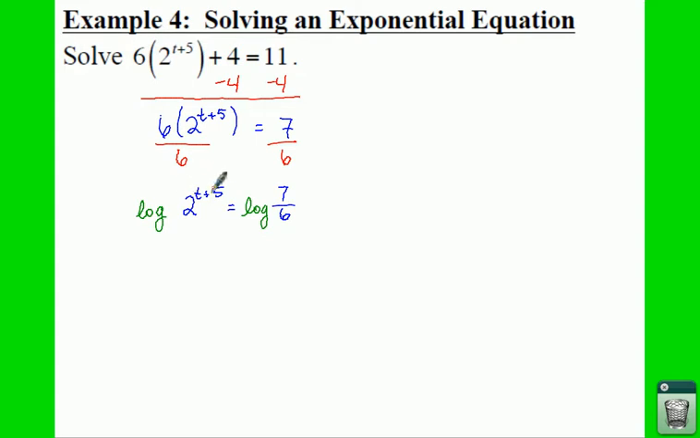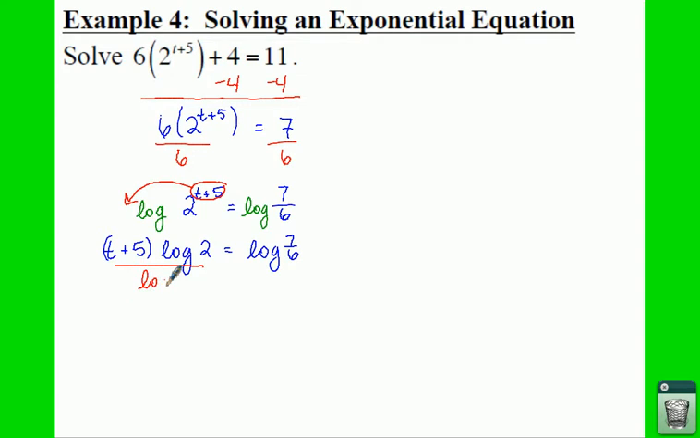What this does is move this t plus 5 all the way to the front. So you have t plus 5, and I'm going to put that in parentheses, times the log of 2 is equal to the log of 7/6. And from here you could do this a couple different ways. You could distribute the t to the log of 2 and 5 to the log of 2, and it just gets a little bit longer when you do it that way.